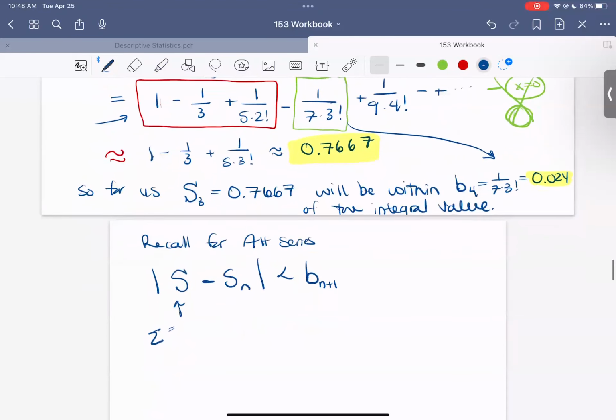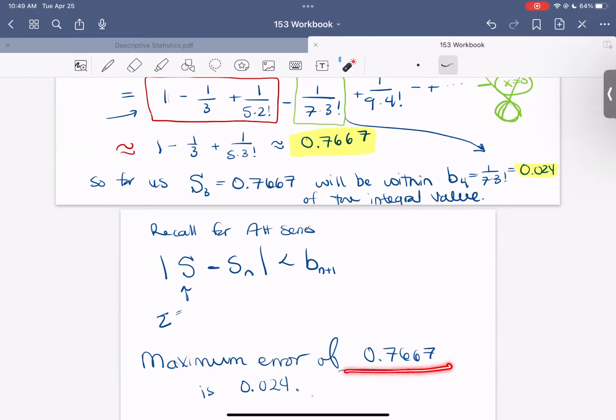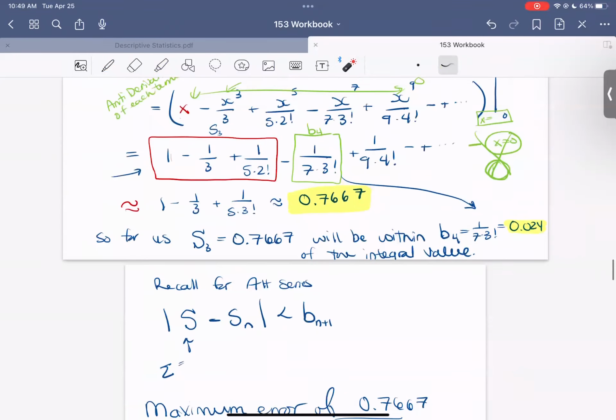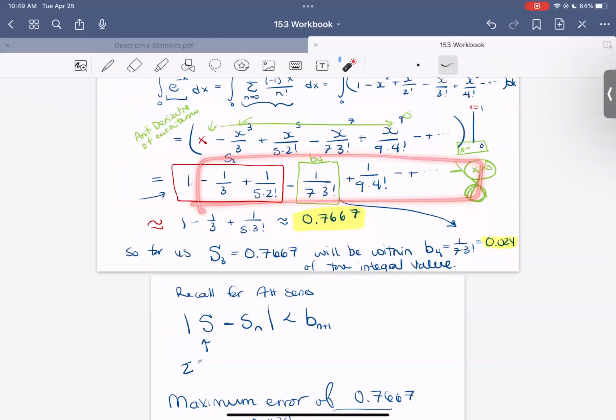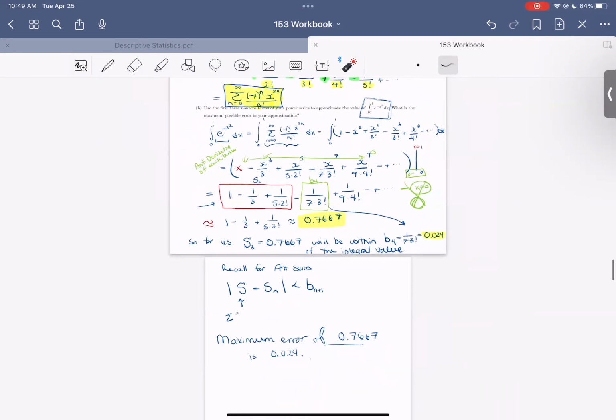And if we want to state this slightly differently, this means that the maximum error of our 0.7667 is 0.024. So again, this value that we found here, 0.7667, is within 0.024 of the actual series value, which in our case is the value of the integral. So our approximation is within 0.024 of the actual value of that integral. Okay, pretty cool stuff. Thanks for watching.